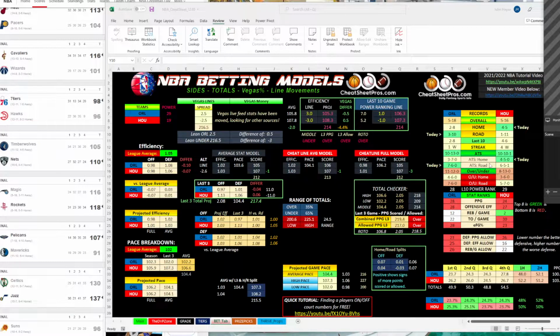Today I got some sports betting tips that I've noticed on our NBA cheat sheet. If you're looking at betting some of these crazy NBA games that are popping off for no rhyme or reason.